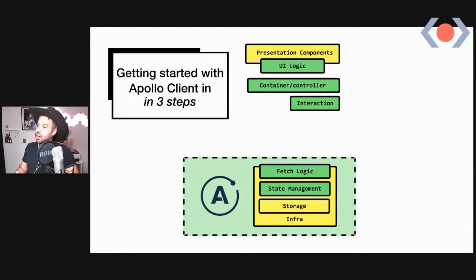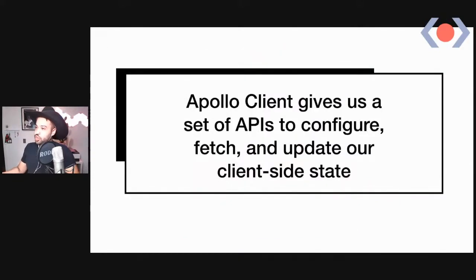I want to say that there are 3 steps to getting started with Apollo client. The first step is configuring the cache. And that very well might just be to connect to a GraphQL API. Then we need to query for the data we need. And 3, we write mutations to change data. This is great. Storage, updates, reactivity, right out of the box. Apollo client gives us a set of APIs to configure, fetch, and update our client-side state. We just got to learn the APIs.